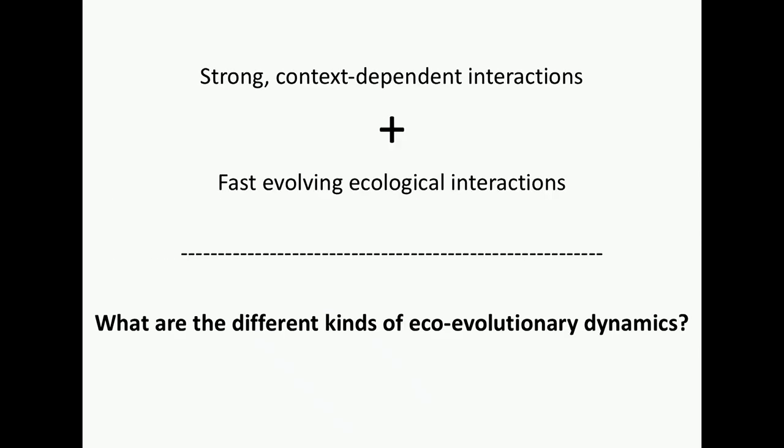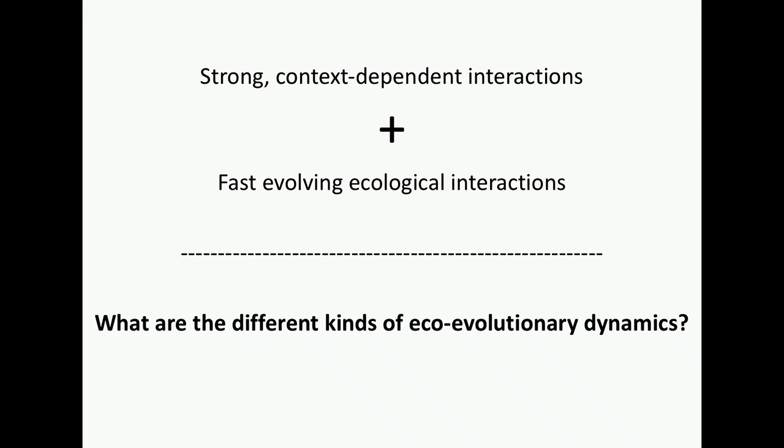So to summarize what I've been telling you so far, we have systems where we have strong ecological interactions. These ecological interactions can evolve fast, okay? And this goes to the heart of the problem I think we have with understanding microbial communities in general, this coupling between ecology and evolution. How do we think about it?